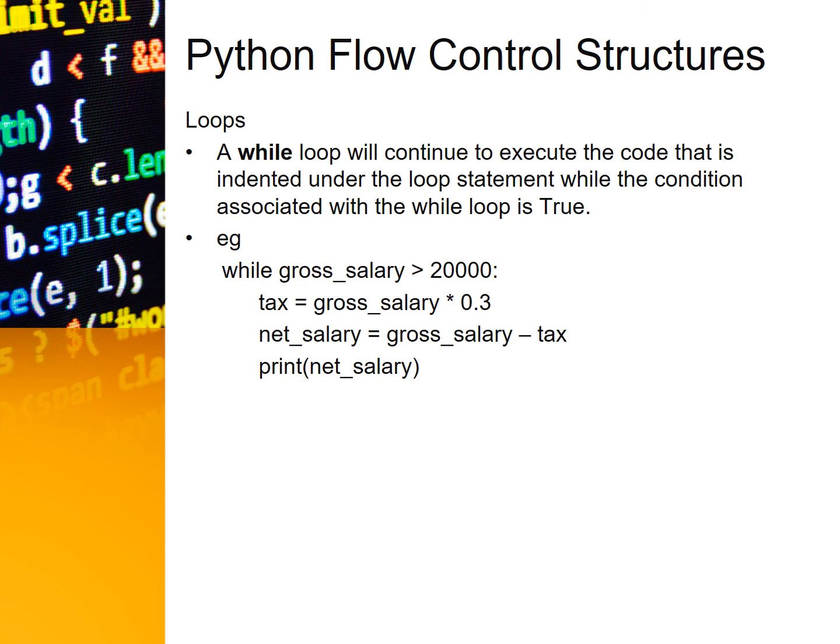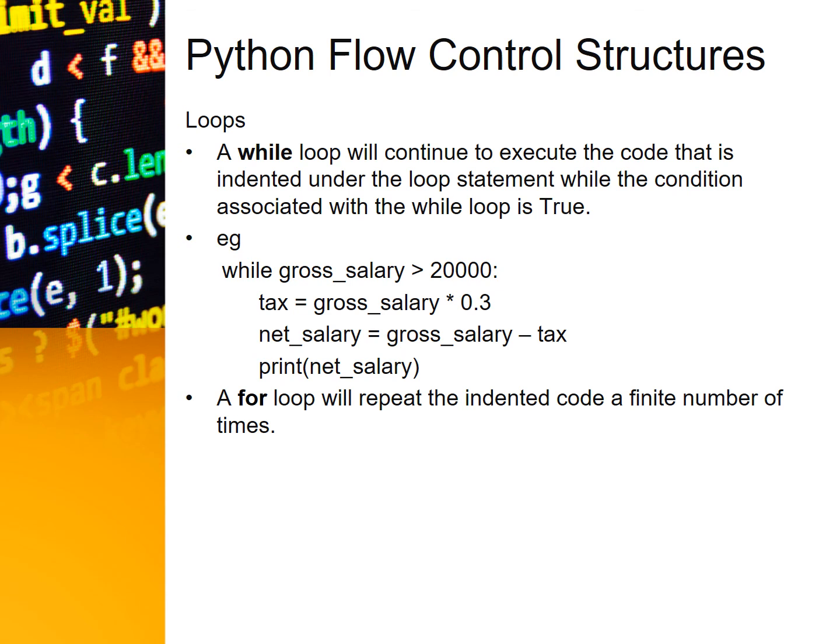Now, that's part of a program, and while the gross salary was over 20,000, it would do this loop over and over again for each of the values that were in the gross salary variable. Once the value in gross salary was $20,000 or less, it would stop the loop.